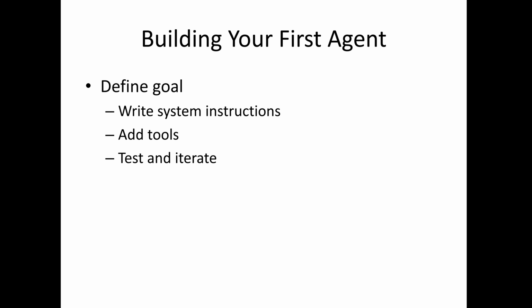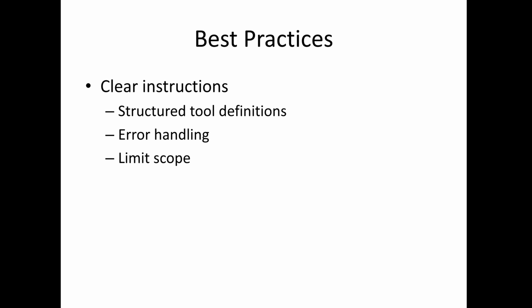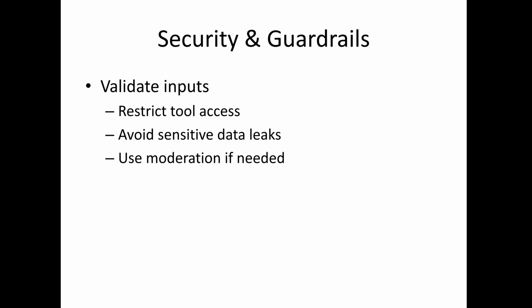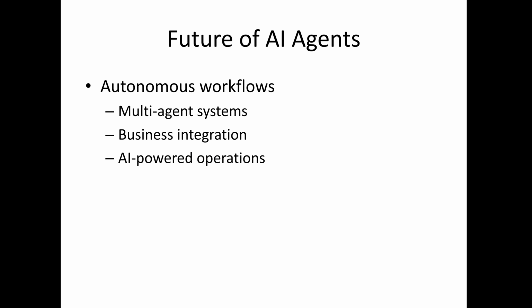To build your first agent, start by defining a clear goal, write detailed system instructions, connect any tools the agent needs, then test and refine the behavior. Best practices: good agents have clear, specific instructions, tools should have structured schemas, and always handle errors gracefully. Security guardrails are also added here. The future of AI agents includes autonomous workflows where agents can coordinate tasks across systems.